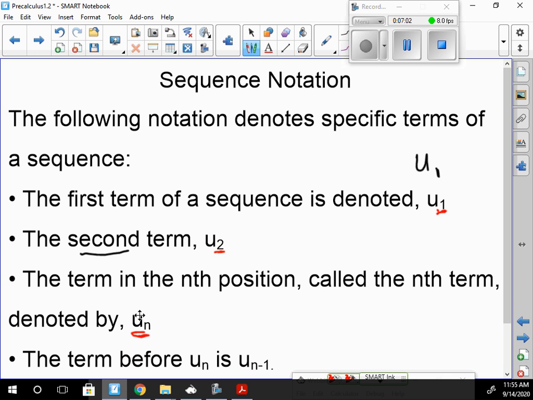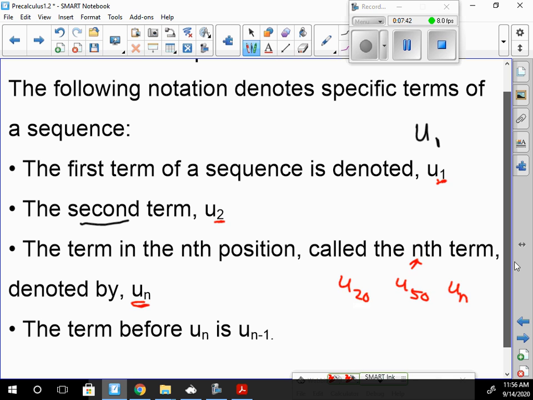The term in the nth position is called the nth term, denoted by U sub n. Why are we talking about an nth position? That just means any number I choose, so it could be U sub 20 or U sub 50. U sub n is a way of saying that some number in the sequence, it could be close, it could be off in the distance, but it's any number that I can determine. So it's like a variable where we can change it to whatever we need it to be.